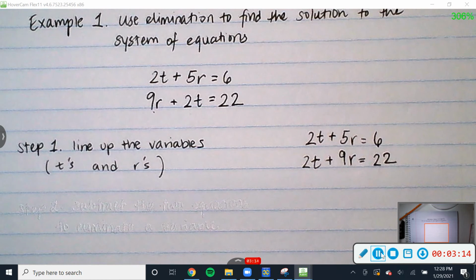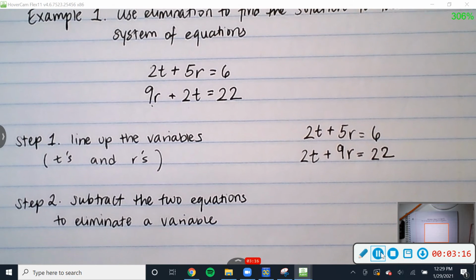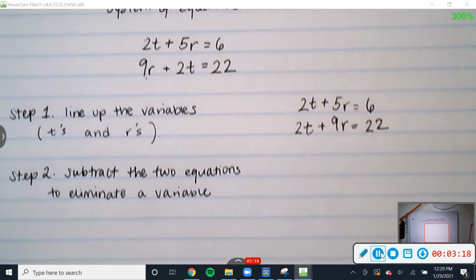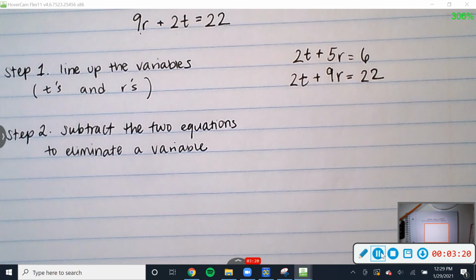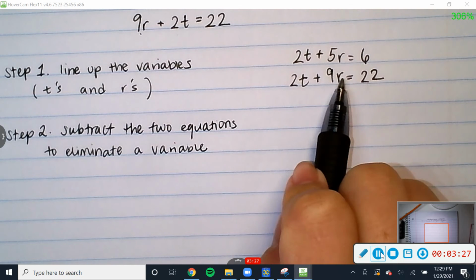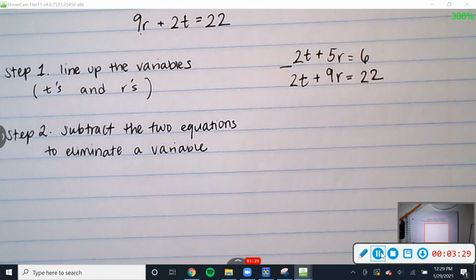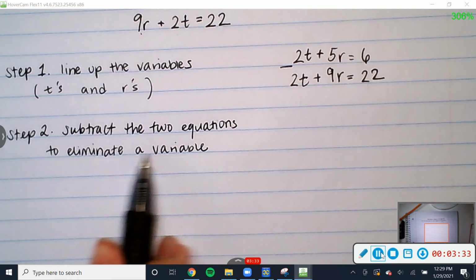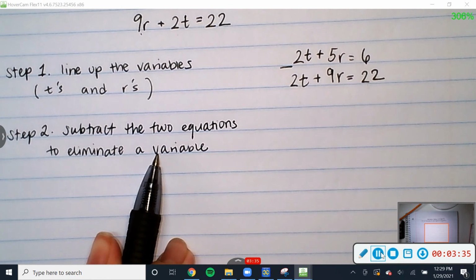So I wrote right here the second step. I'm going to move it up a little bit so that we can see. But step 2 is to subtract the two equations to eliminate a variable. So what I'm going to do is these whole equations, I'm going to subtract them from each other. So I'm going to write a minus sign right here. And I want to eliminate one of the variables, either eliminate the t's or eliminate the r's.